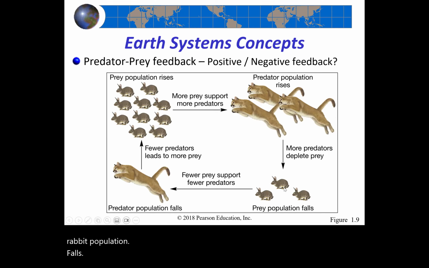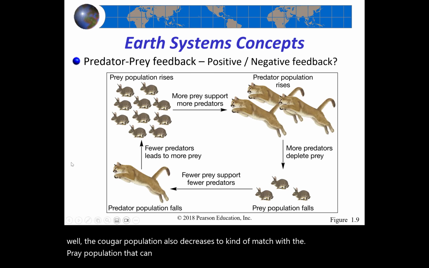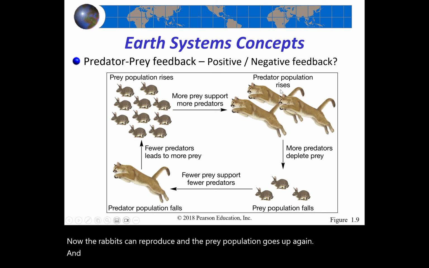Well, now it can't support all those many cougars. And so with decreasing food supply, the cougar population also decreases to match the prey population that can support it. But now with fewer predators, the rabbits can reproduce and the prey population goes up again. And then with a larger food supply, we can have more cougars, and et cetera, around the loop we go.